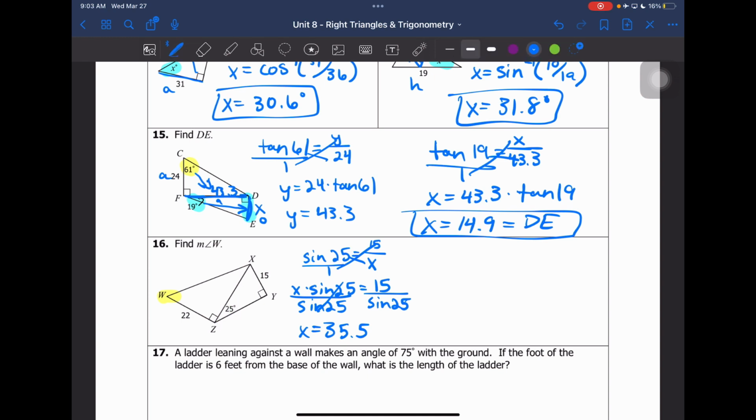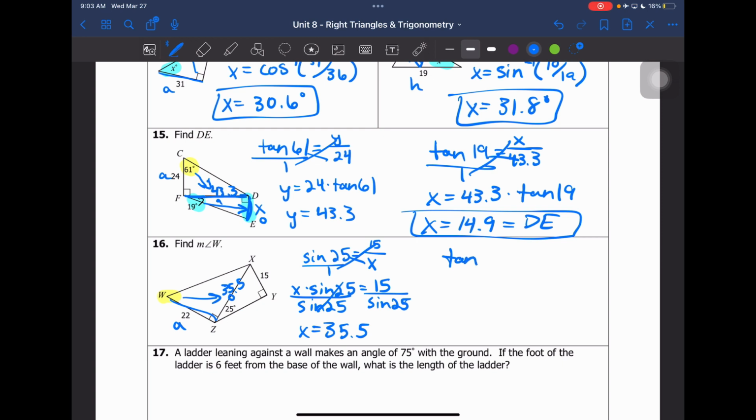Okay, so let me fill that in. I know that this is 35.5. I know the bottom side down here is 22. So let's see which one we're going to have to use. This turns out to be an opposite leg, and this turns out to be an adjacent leg. If I have opposite and adjacent, I'm going to use tan.